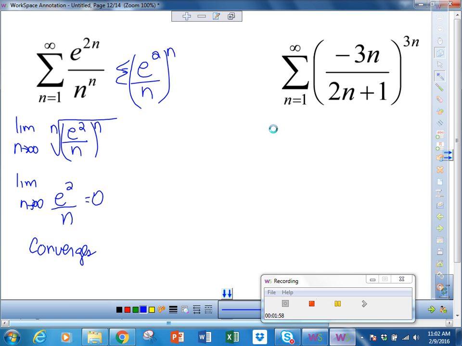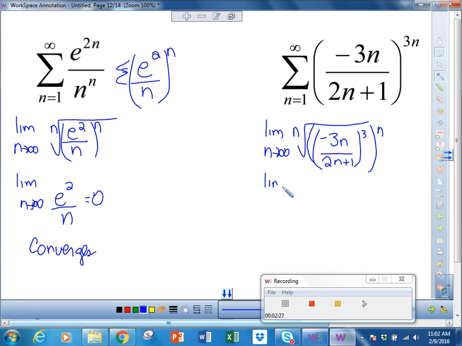Okay, once again, we want to do the same thing. We want to take the limit as n approaches infinity of the nth root of negative 3 over 2n plus 1. And I'm going to raise all of that to the cube root and then raise it to the nth root, because that's sort of the same thing. So when I take the nth root of that, I get the limit as n approaches infinity of negative 3n cubed over 2n plus 1 cubed.